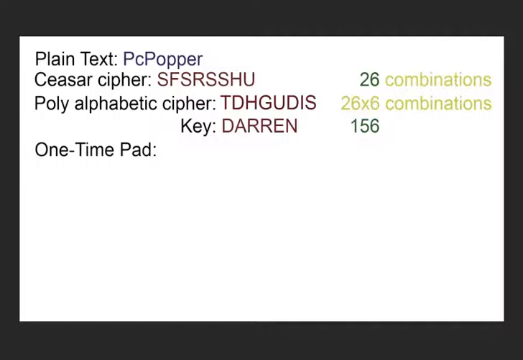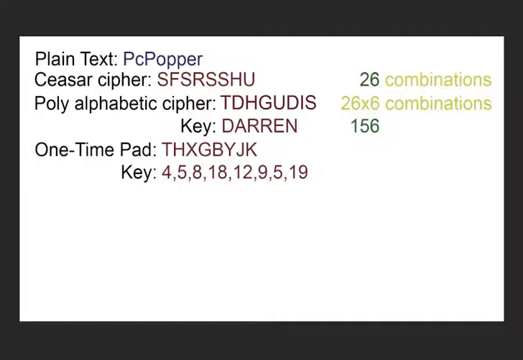The way this is done, instead of using a preset key such as Darren above, the key is a series of randomly generated numbers that is as long as the text you're trying to encrypt. This makes it harder because there is no set frequency, there's no repetition or anything. So in this case, you take each number, and as a Caesar cipher, you just shift your letter that many times for each letter. In this case, T, H, X, G, B, Y, J, K.